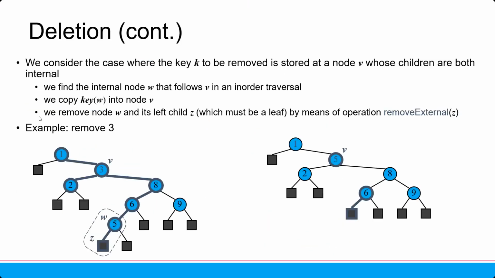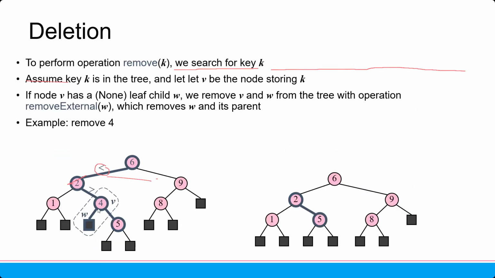Now let's say I want to remove the key K, which is stored at node V, whose children are both internal. What does internal mean? The nodes, like this one, have children. In the previous case, the node had only one child, and the other child was a leaf, which is null.